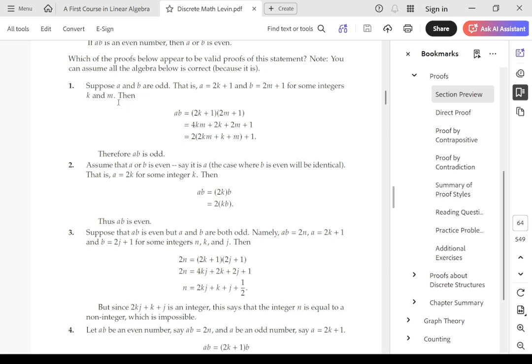Now look at the first one. The first one does not start where we would expect it to start. Again, in our implication, the first part of the if statement is our hypothesis. So we assume that is true, and then we want to show that it leads to A or B being even. Now, the first one says suppose A and B are odd. It takes a vastly different approach here. It's not out of the question, because in a previous section we've seen, hold on.